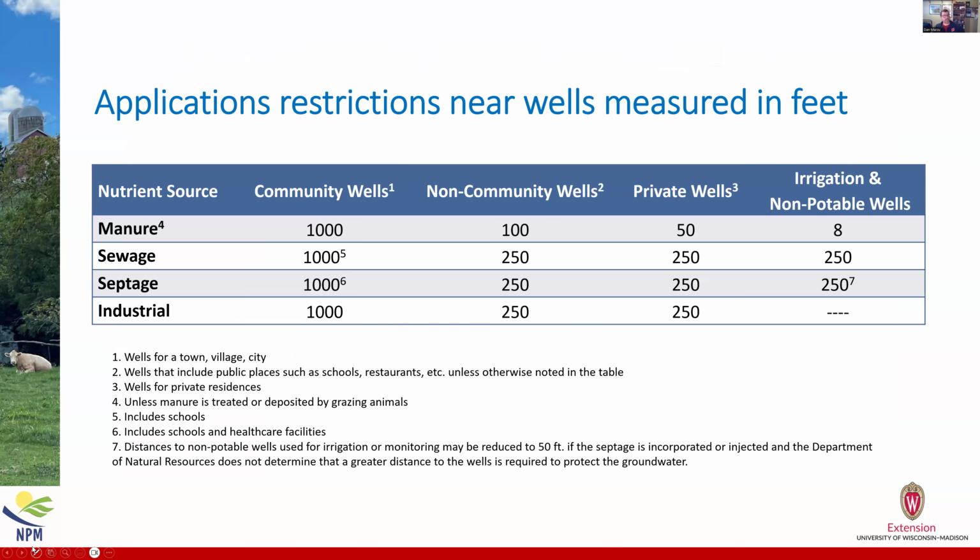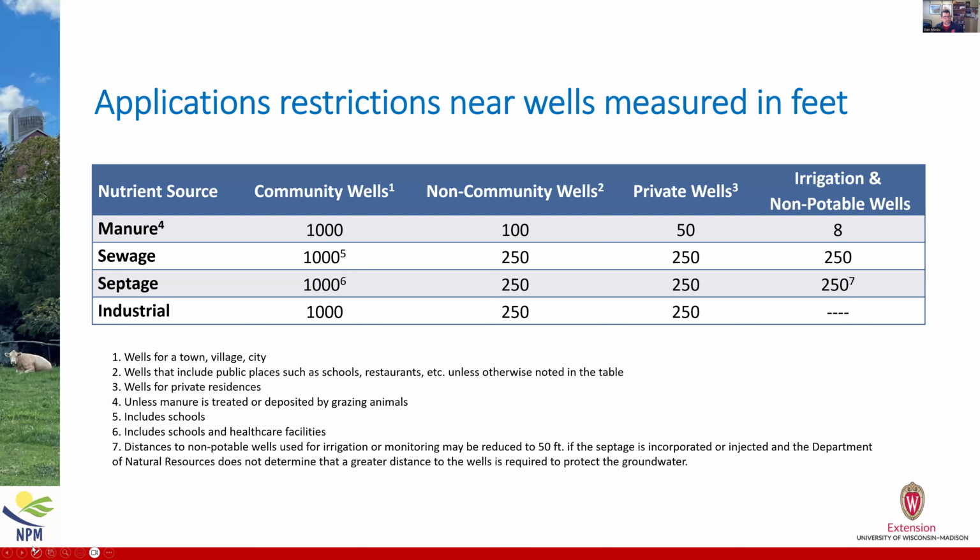There are restrictions for wells for all these nutrient sources. Similar to manure, when we take a look at community wells, those wells serving the towns, villages, or cities, we have a 1,000-foot setback. It's the same for sewage, septic, and industrial waste. However, for sewage waste it also includes schools, which is not the same as manure. And as well as septic, it includes schools and healthcare facilities in that 1,000-foot setback.